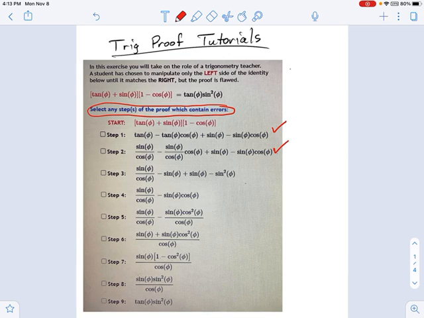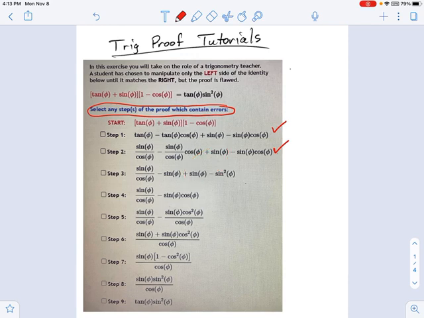Step 3, okay, sine over cosine was unchanged. Look at this. We get negative sine over cosine times cosine equals negative sine. Well, that makes sense to me. I think this is a step where we're just canceling out those cosines. So that looks good. Sine doesn't change.